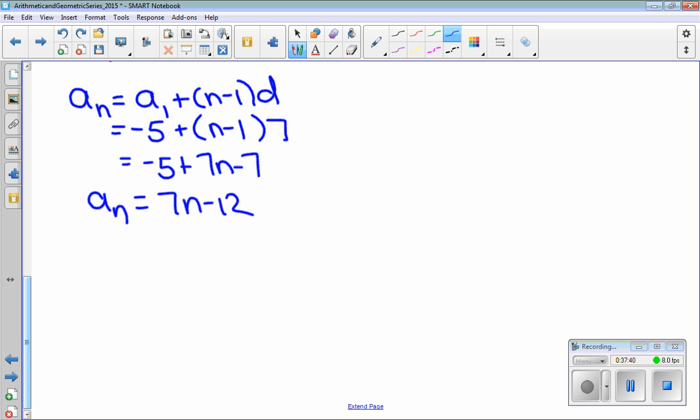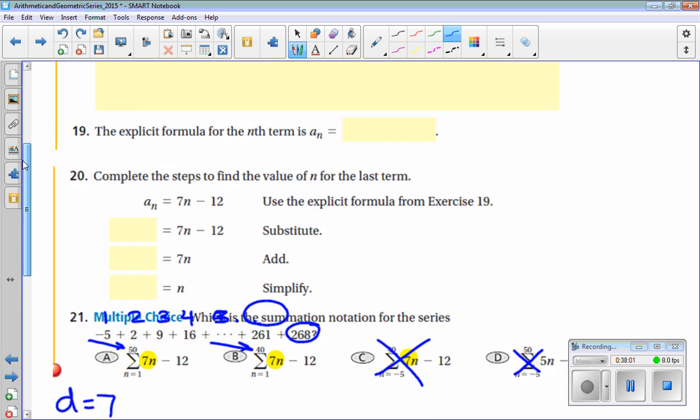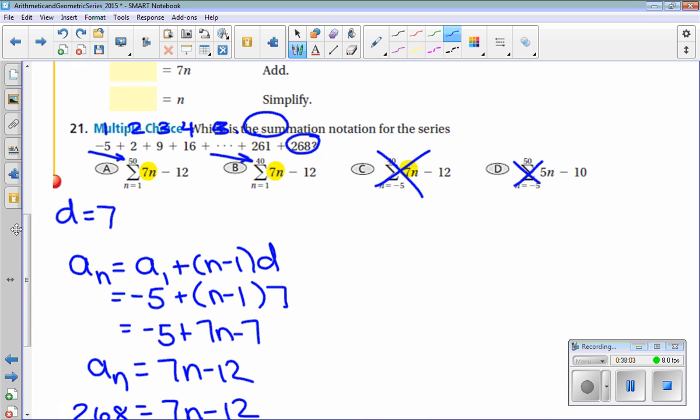That's exactly right. 268 is what term number? Let's solve for n. I don't know what term number it is. So add the 12 and divide by 7. So 268 plus 12 divided by 7 is 40. So this is the 40th term, which means that my answer must be B.